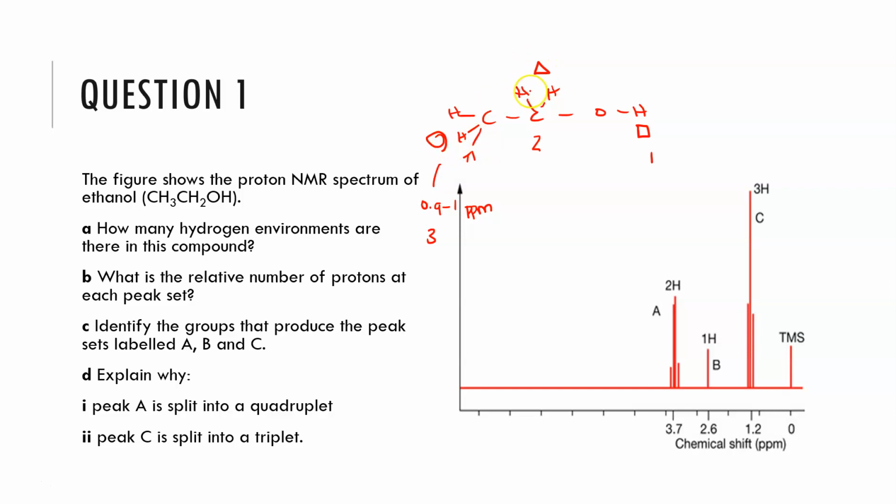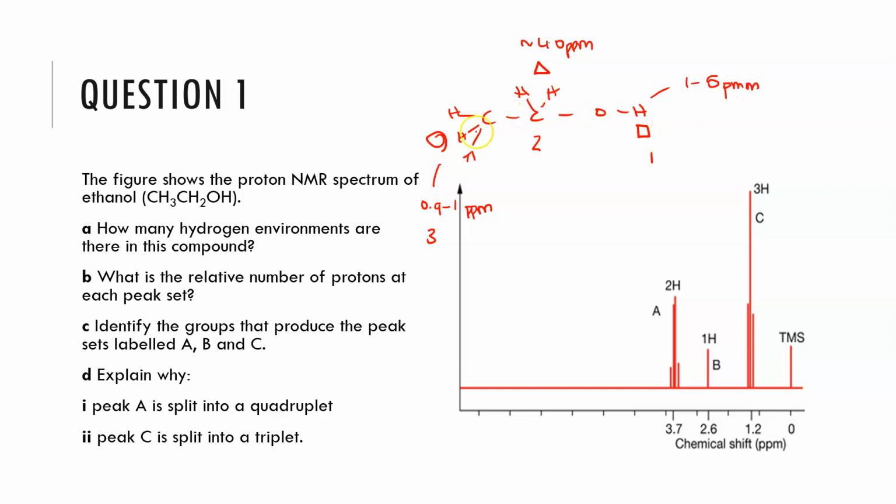The CH2s we would expect to be a bit lower, at about 2 or 1.8, remembering though they are attached to an oxygen. So if we have a look in our data booklet, we would expect these more around 4 ppm, going directly into an oxygen. And then our hydroxyl here, we remember it's going to be anywhere between 1 and 5 ppm.